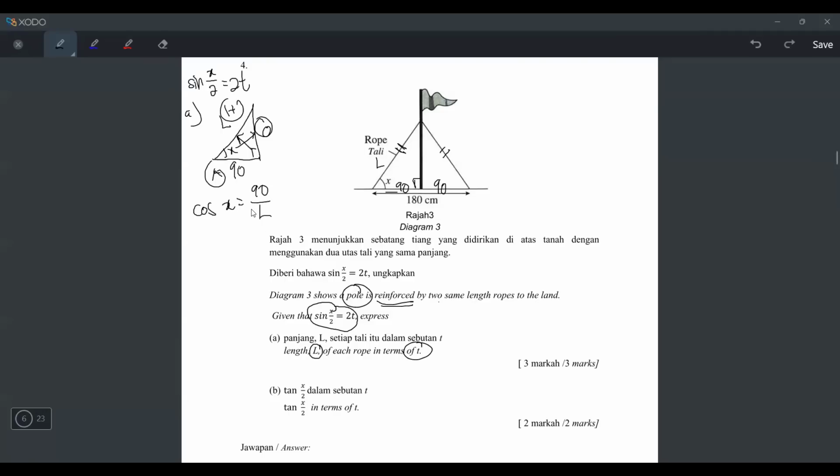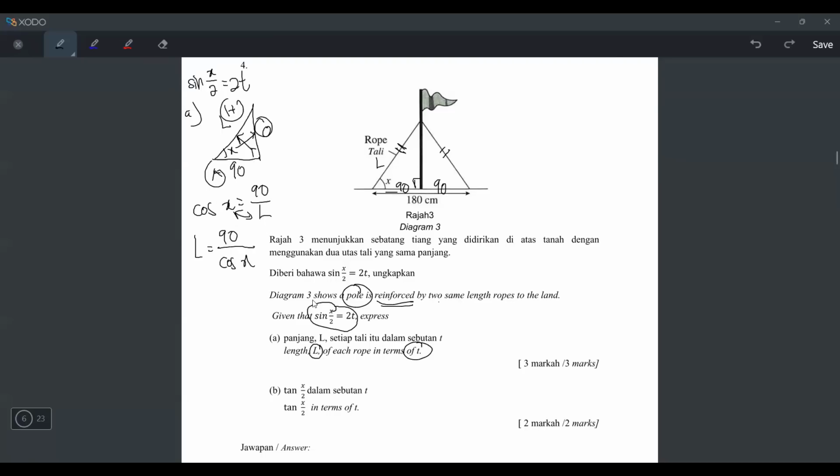And now I will move it so that the L is single. So how we move is I will swap places. So the L is divide becomes times, times becomes divide. So it will be L equals to 90 divide cos x. Divide becomes times, times becomes divide. It's just swapping places.